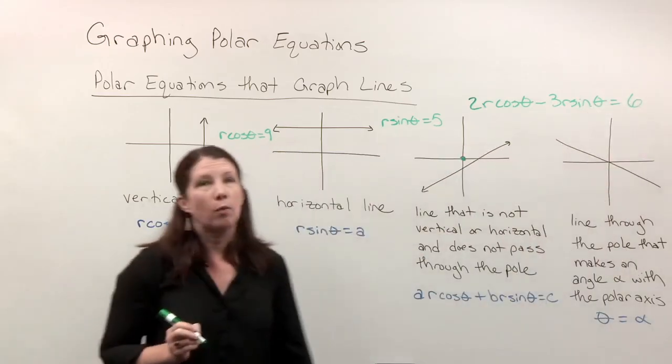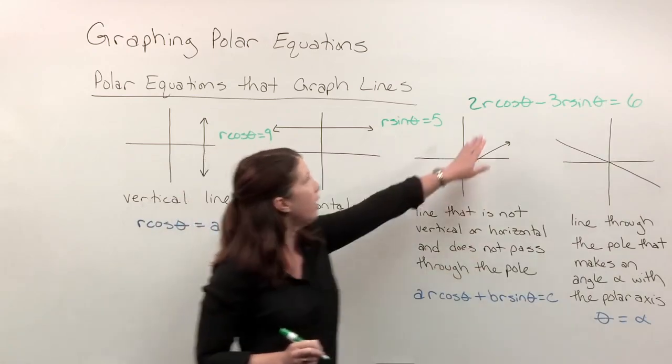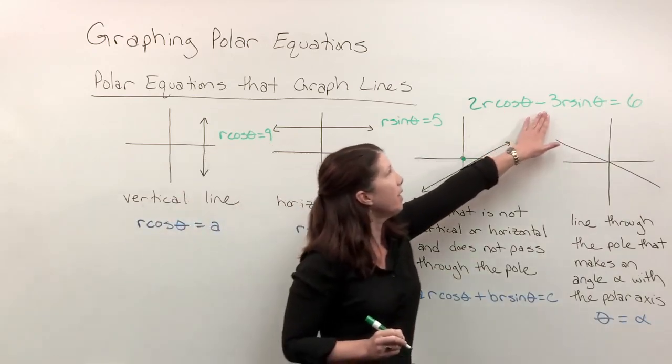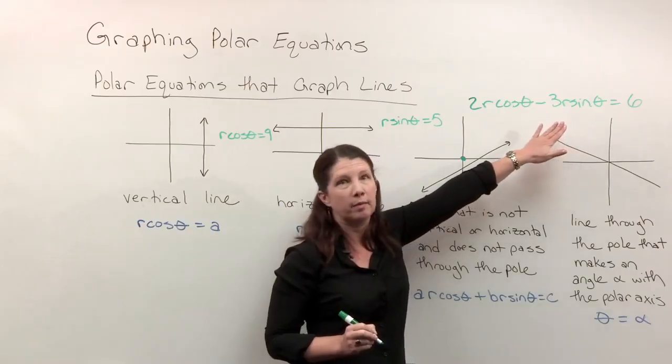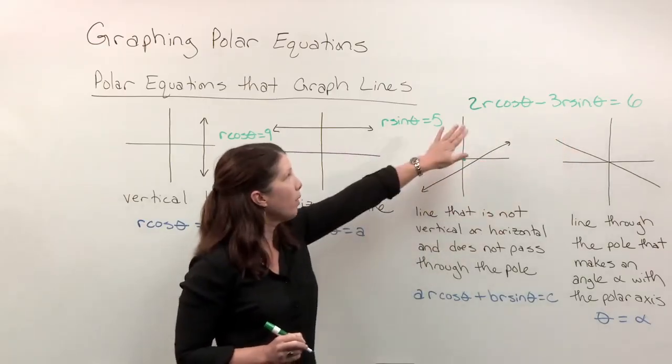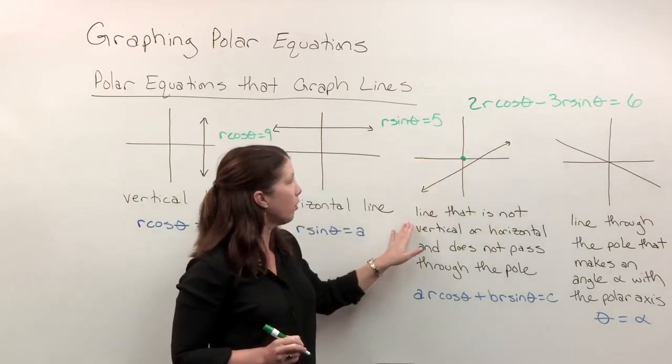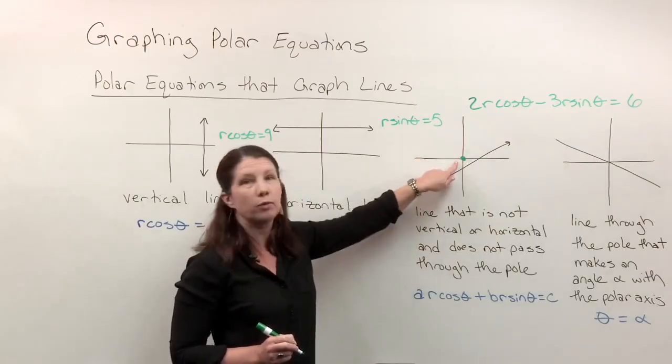In rectangular form, that equation could be written as 2x minus 3y equals 6. And again, we would be able to recognize that as a line that is not vertical or horizontal and does not pass through the pole.